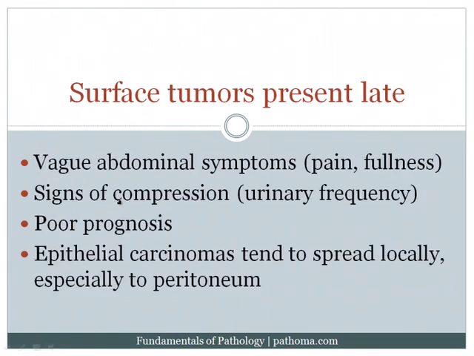Now, generally speaking, when we talk about the surface epithelial tumors, it's important to know that they present late, and that's going to result in a poor prognosis. Remember, the general principle in neoplasia is that the longer the tumor can grow in the patient, the more it can pick up mutations. The more it picks up mutations, the more malignant it's going to become over time. The surface epithelial tumors, there's a lot of room in the pelvis for the ovary to grow, and so these tumors present late. Now, they present with also very vague symptoms. For example, abdominal pain or fullness, signs of compression with urinary frequency, etc.